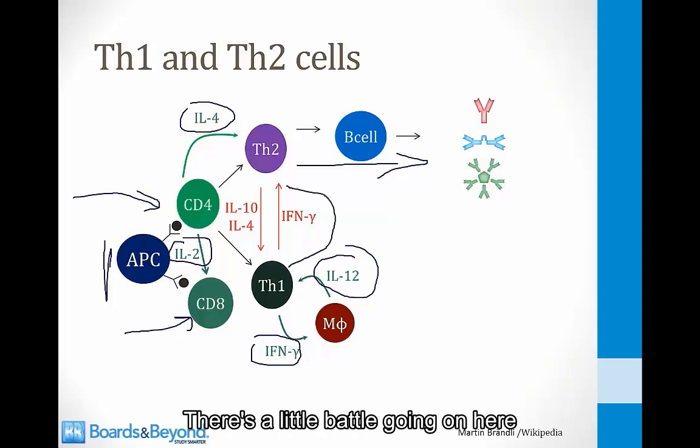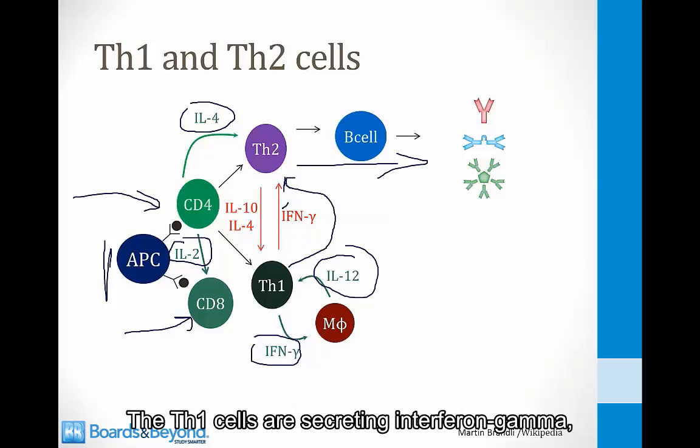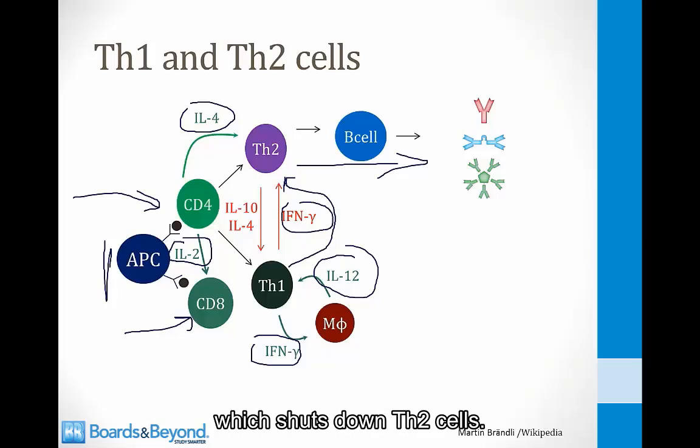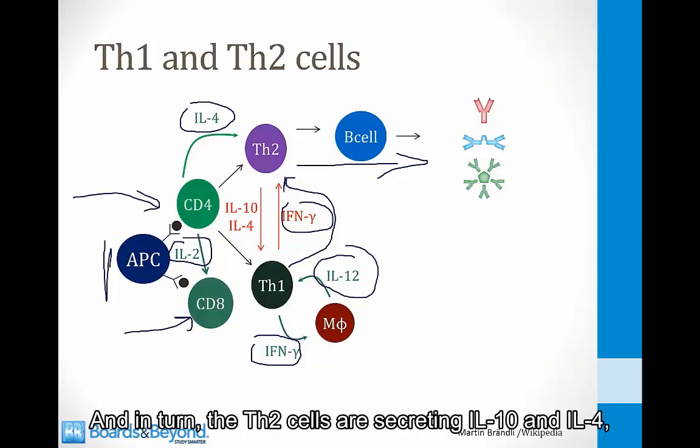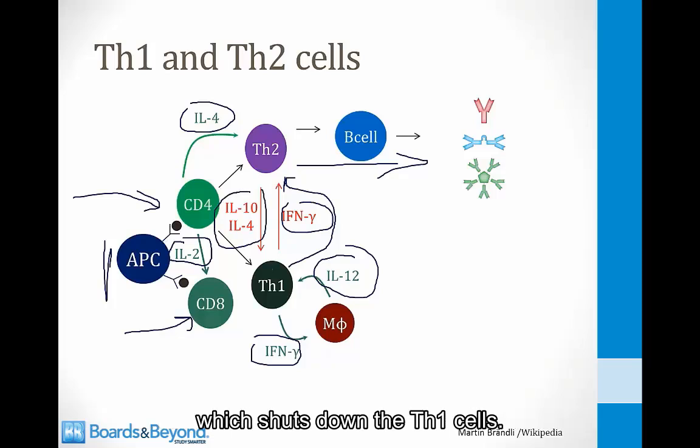There's a little battle going on here between the Th2 cells and the Th1 cells. The Th1 cells are secreting interferon gamma, which shuts down Th2 cells, and in turn the Th2 cells are secreting IL-10 and IL-4, which shuts down the Th1 cells.